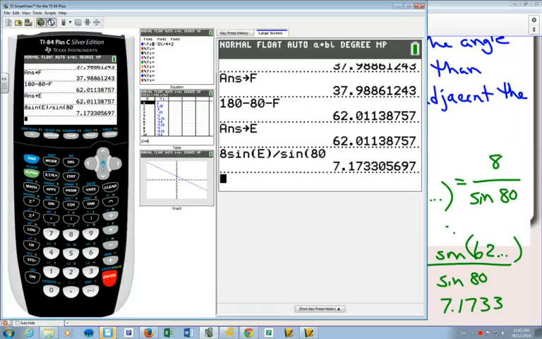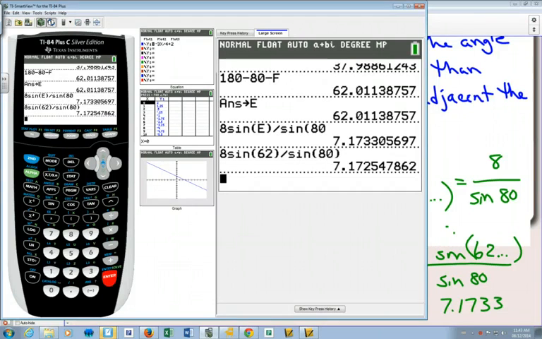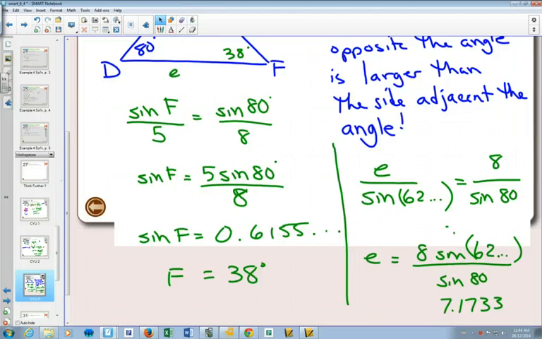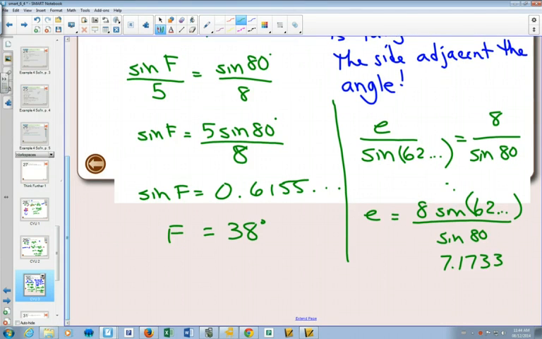7.1733. Now, if we had used just 62, so 8 sine 62 divided by sine 80, so now I'm using the rounded version early, I get 7.1725. A slight difference, but not enough when rounding to the nearest tenth. To the nearest tenth, this answer is going to be 7.2. So either way, in this one, because of the way they asked you to round it, either way works out perfectly.